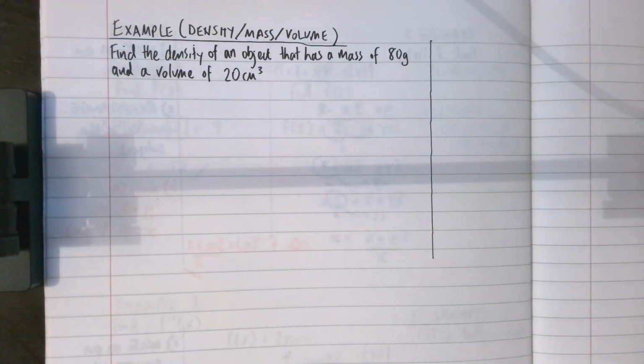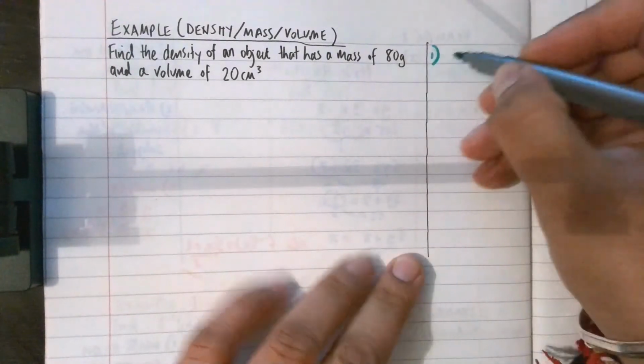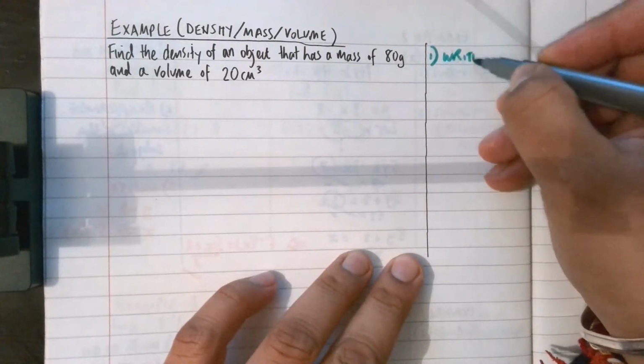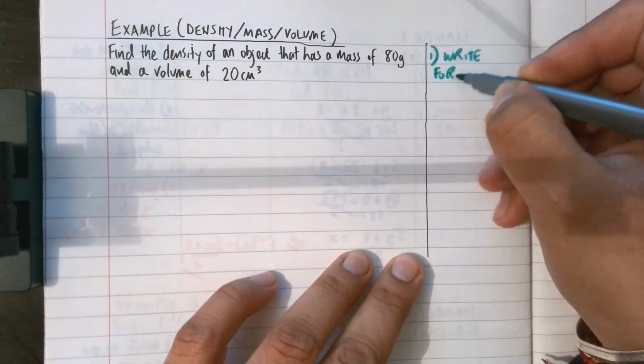Right, we're going to do an example on density, mass and volume. So this is find the density of an object that has a mass of 80 grams and a volume of 20 centimeters cubed. So our first step is just going to be to write the formula for density, mass and volume.